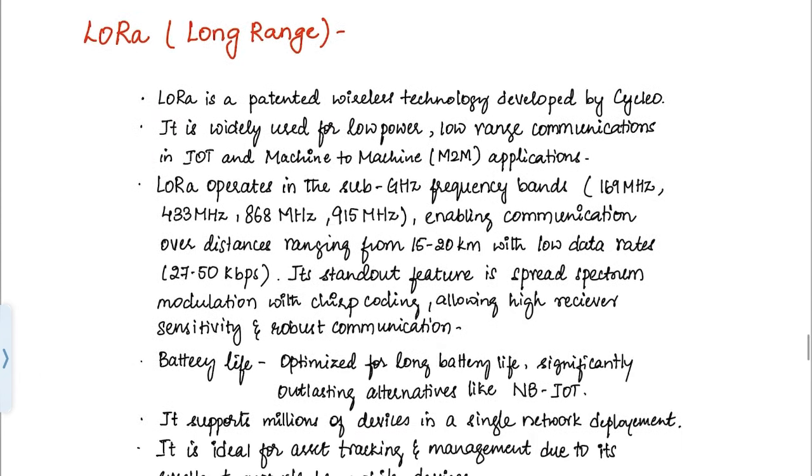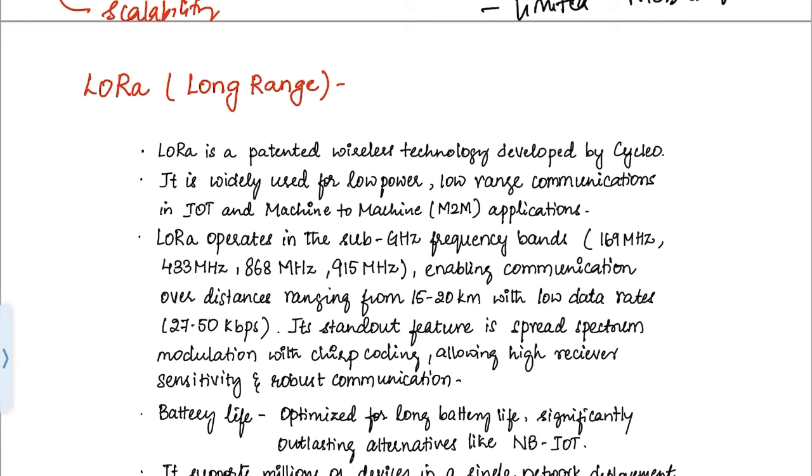Let's move further. We have long range now. So long range is a patented wireless technology developed by Cycleo, a Semtech subsidiary. It is widely used for low power, long range communication in IoT and machine to machine applications. Long range operates in sub gigahertz frequency bands, that is 169 megahertz, 433 megahertz, 868 megahertz, and 915 megahertz, enabling communication over distances ranging from 15 to 20 kilometers with low data rates, that is 27 to 50 kilobits per second. So the main features here are spread spectrum modulation with chirp coding, allowing higher receiver sensitivity and robust communication.